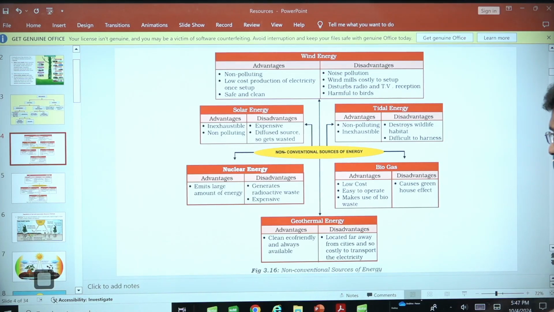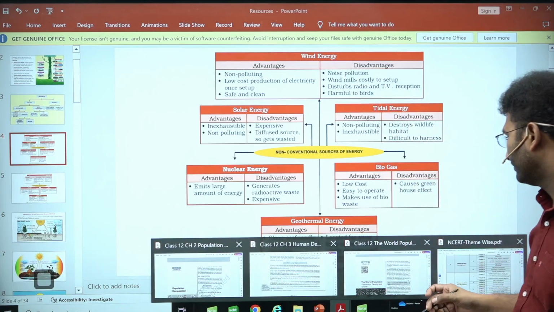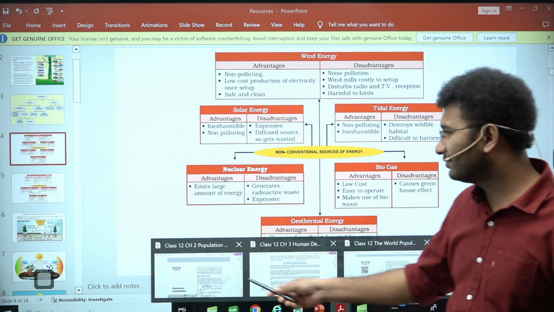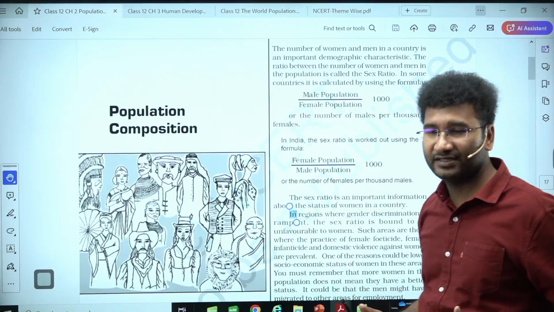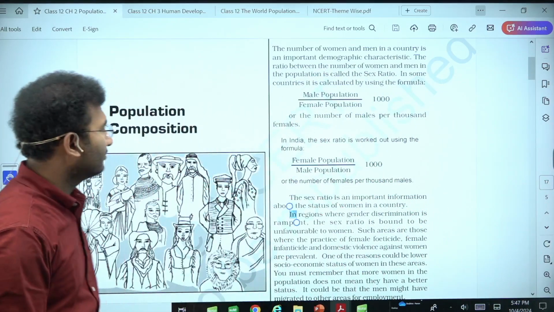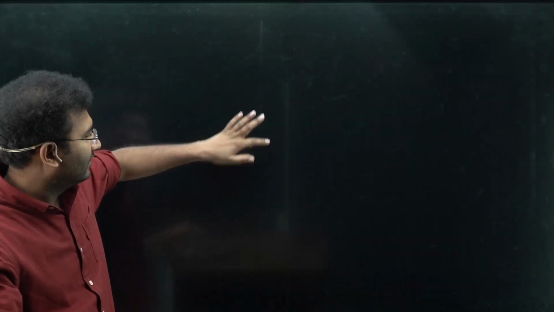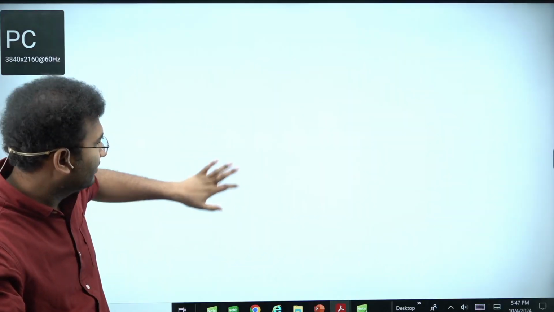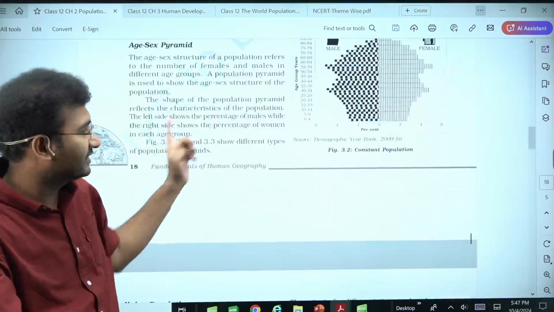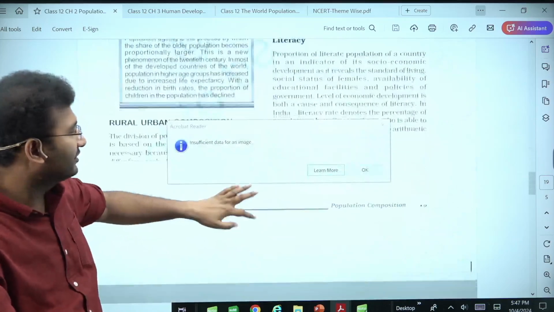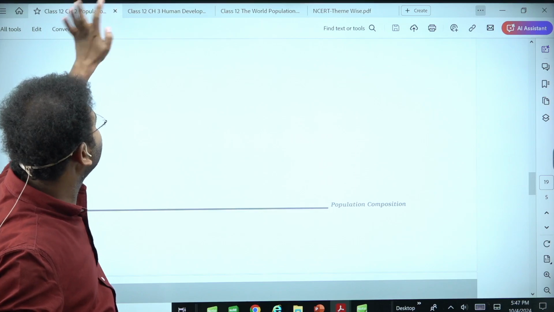Now come to the next component, that is your population, right? Population is one concept that is present. Now let me show you what exactly is this particular chapter. See, it talks about population composition. It gives you certain definitions, and then it also talks about few other components such as what is an expanding population, what is a stationary population, and how this population is growing over a period of time. This is what you need to know in this particular chapter.